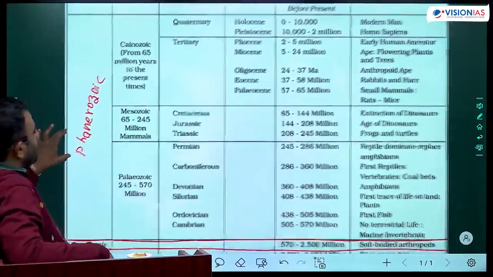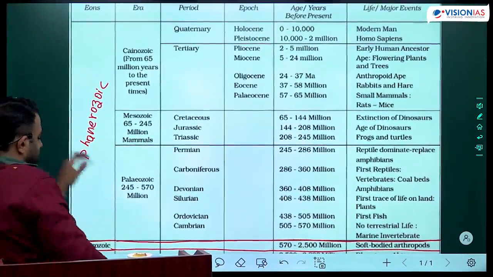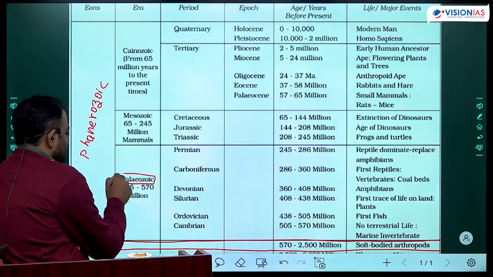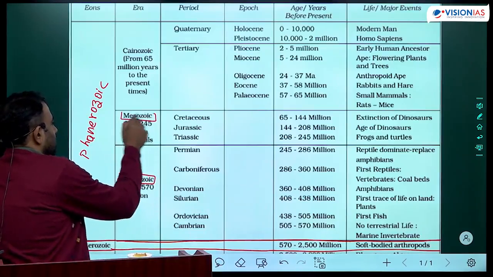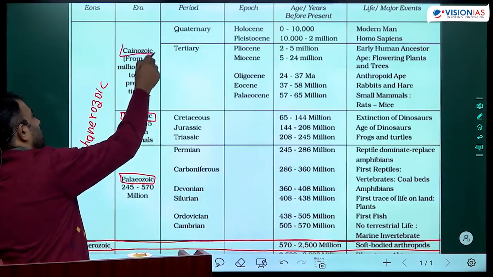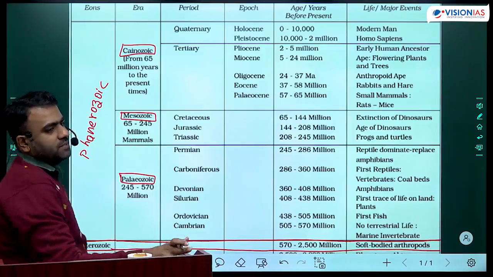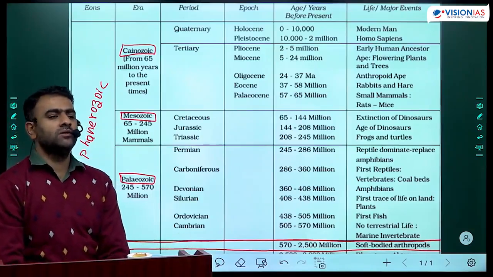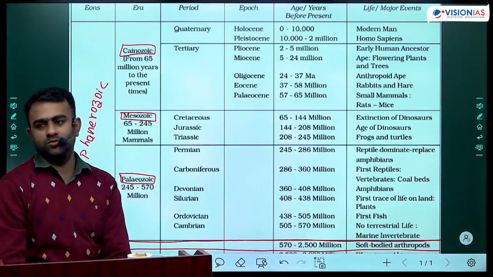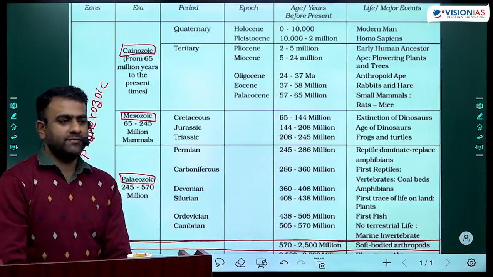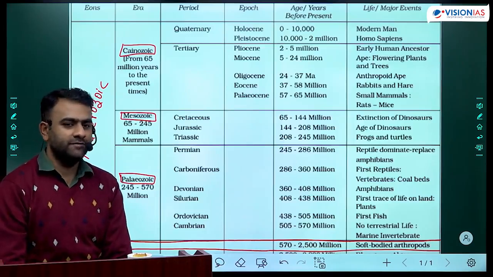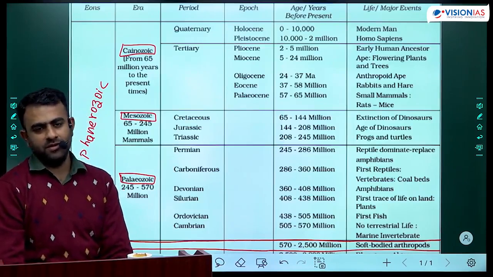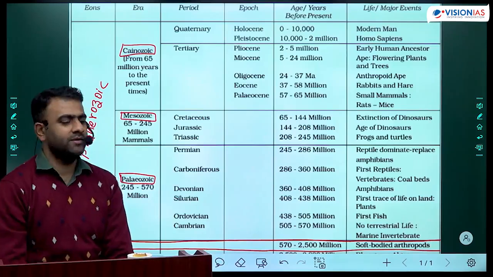Phanerozoic is divided into 3 eras. What are they? Paleozoic, Mesozoic, Cenozoic. Paleozoic, Mesozoic and Cenozoic. Paleo means old, Meso means middle, Ceno is new. Zoic is life. Paleozoic, old life, Mesozoic, middle life, Cenozoic, new life. But overall it is life.